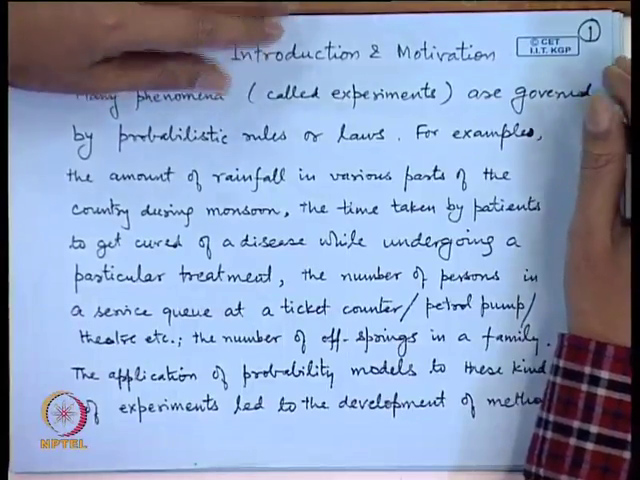Similar examples are the number of persons in a service queue at a ticket counter or at a petrol pump. For example, if we go to a railway counter at a given time of a day, we find that at that time there are a large number of people standing in a queue. For the next booking, we go to the counter at another time thinking that at this time there will be fewer people, and we find that that is not true. At another time when we go, we find that the number of persons standing in the queue is much less. So, the need of the persons to book in the different trains, etcetera, is also not deterministic in nature.